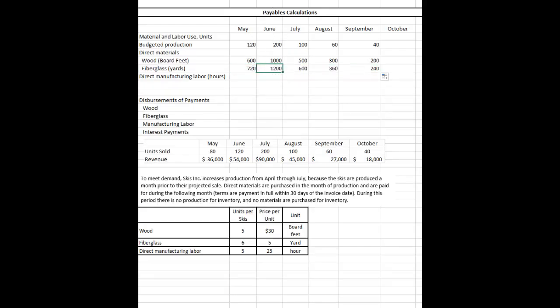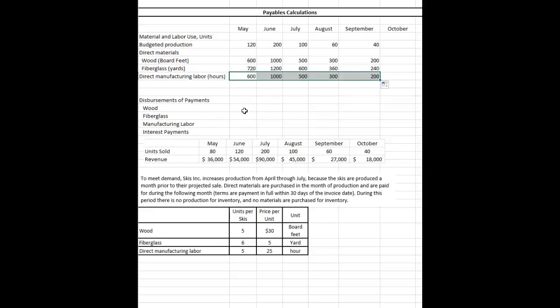And I copied that formula across, and that simply says take the quantity we're projecting that we're going to produce times the quantity per unit of fiberglass or whatever direct material it is we're creating. And I do the same thing for the labor. I'm going to produce 120 in May times 5 direct labor hours per pair of skis, and copy that across. Great. So that kind of sets the foundation for us to determine what the cost is that we're going to have to spend in cash to buy the materials, to buy the wood and the fiberglass, and to pay our employees.